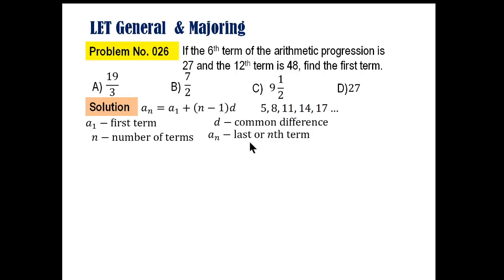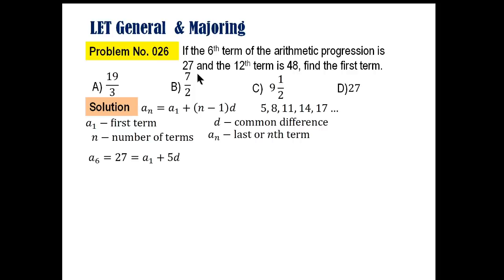Okay, so a sub n is the last or the nth term. So meaning to say our first term, a sub 1, is 5, a sub 2 is 8, a sub 3 is 11, a sub 4 is 14. So if you want to get the 70th term, or a70, you continue the series until you get the 70th term. Okay, so we have two relationships here.